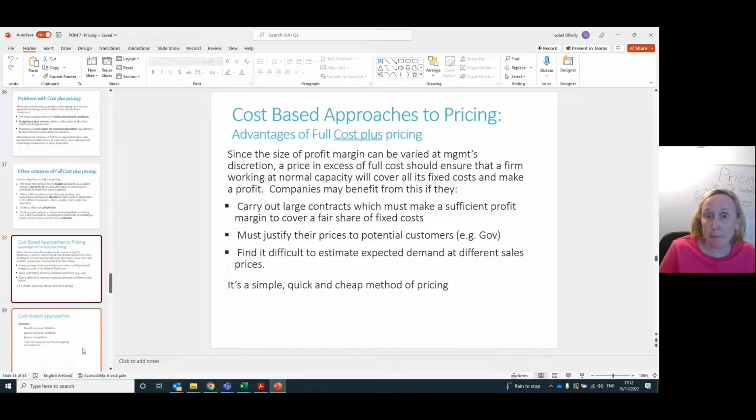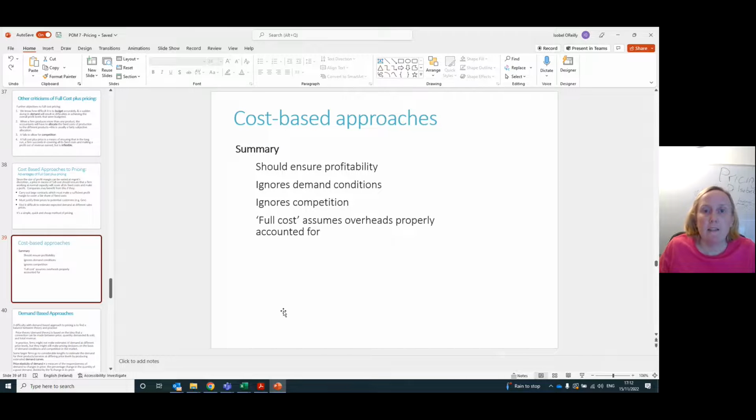Also, if they find it difficult to estimate the expected demand at different sales prices, then they just slap on a percentage and hope for the best. It's a simple, quick and cheap method of pricing. So as I said, it's useful in setting that minimum price that we mentioned in part one. And then we can use other marketing strategy to decide how far above that we might go. So in summary, the cost-based approach should ensure profitability because we're always making sure that we cover our costs, but it ignores demand conditions, it ignores the competition, and the full cost version assumes overheads are properly accounted for.